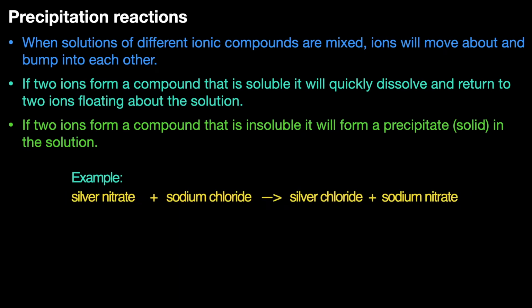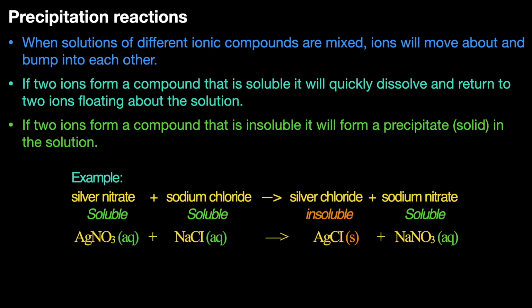We're going to use the example now of silver nitrate plus sodium chloride. It will form silver chloride and sodium nitrate, where the first two are soluble and our silver chloride is the insoluble one. That leaves our sodium nitrate being soluble. And we would then write that out using the correct nomenclature.